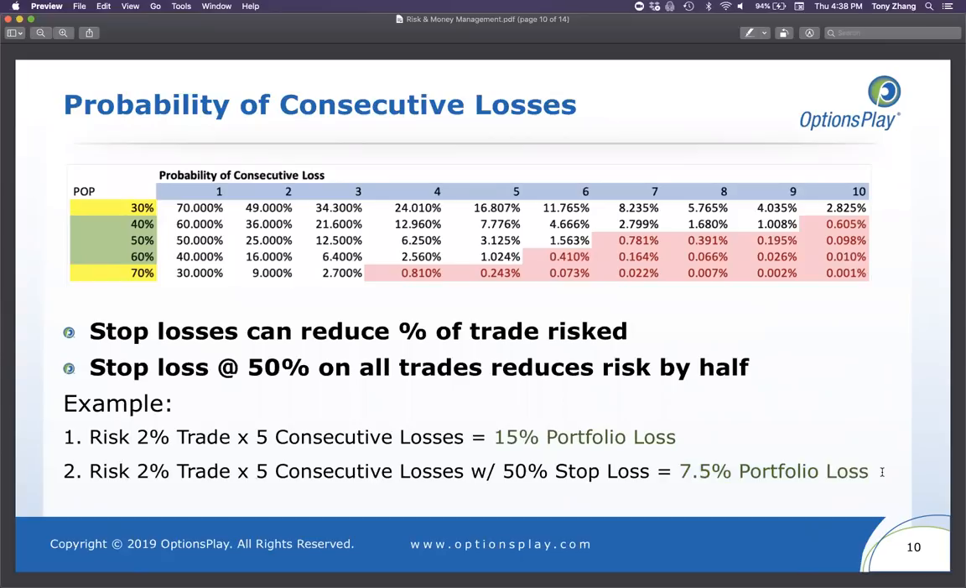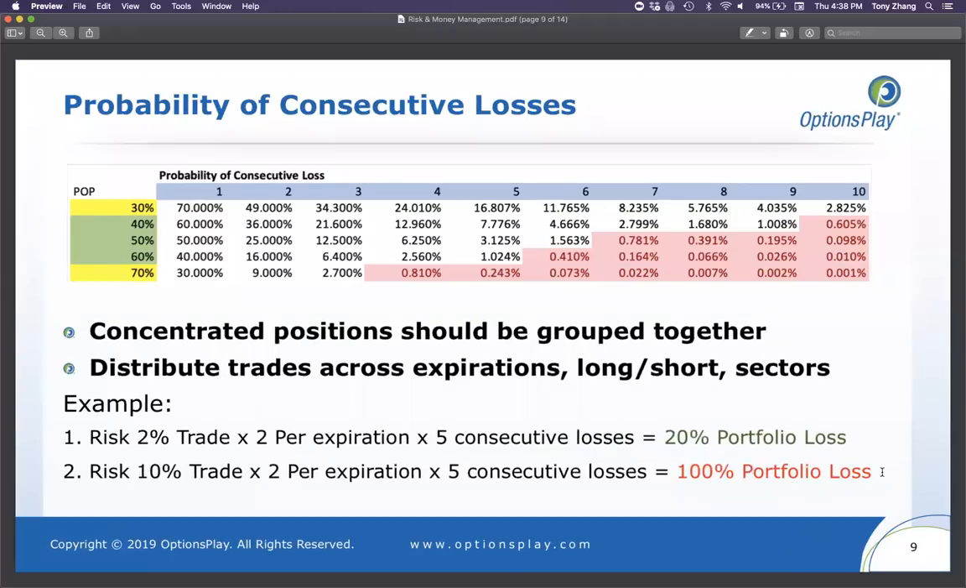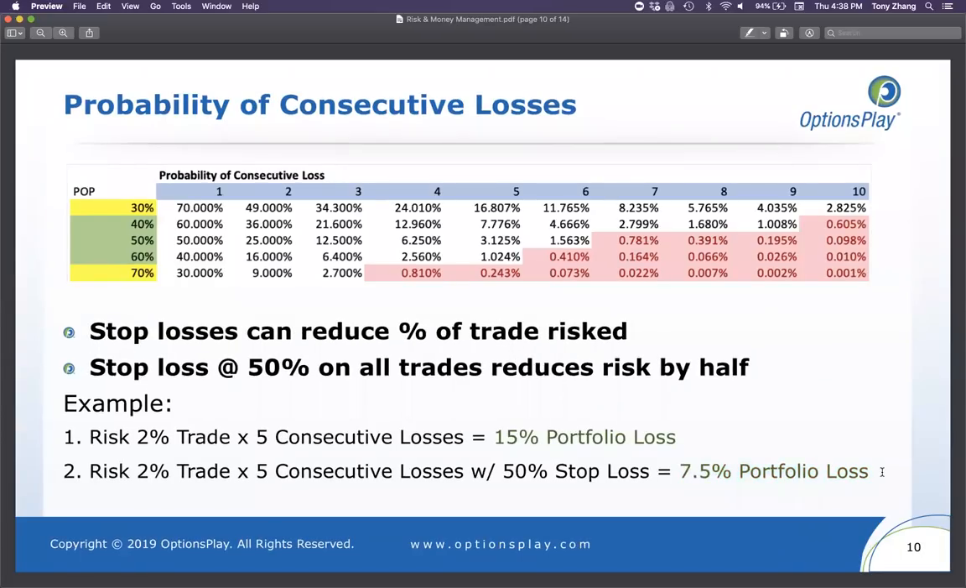So those are the 2 factors you want to consider when you're planning for the worst case scenario. Are my trades concentrated? If they are, you need to make sure that they get grouped together. And if you are including stop losses in your trades, then you actually are reducing your risk even further. So those are 2 factors that you need to adjust for when you're thinking about this type of calculation.